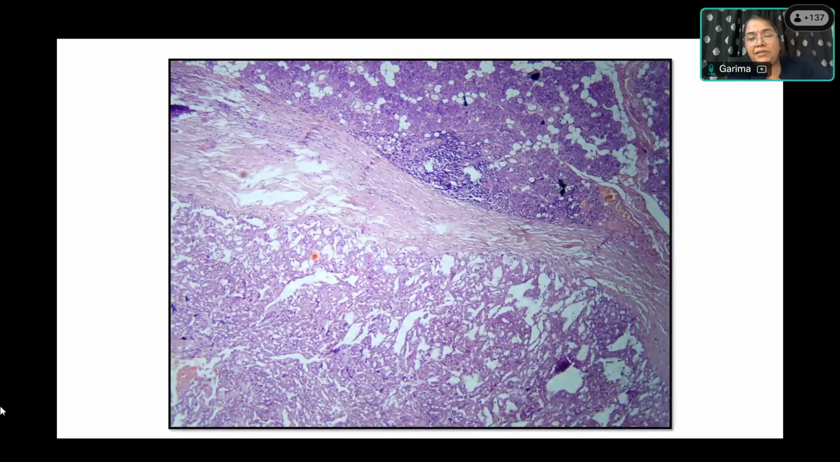So, would you like to explain this slide? Anyone? Dr. Vaishnavi? Dr. Pranjal? Please go ahead, ma'am. Here we can see normal parotid acini, and underneath there's a capsule, and underneath that there is a neoplasm. Very good, ma'am.